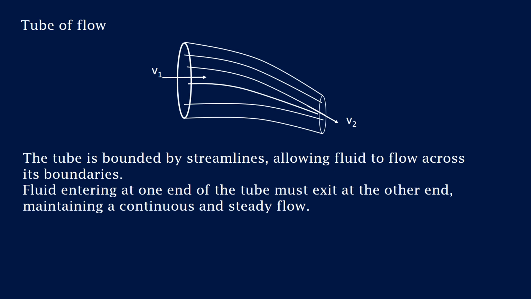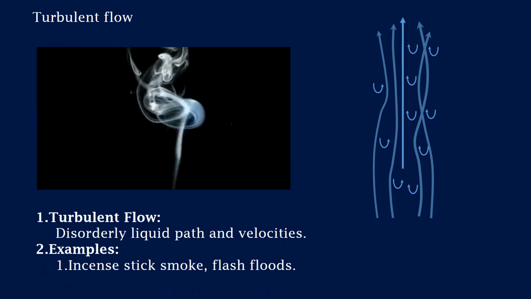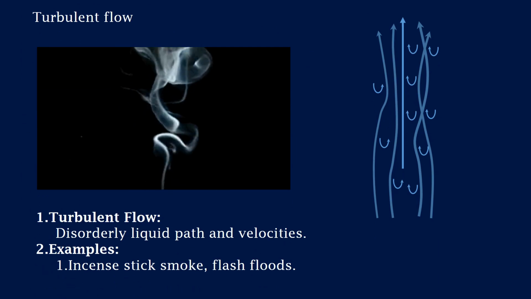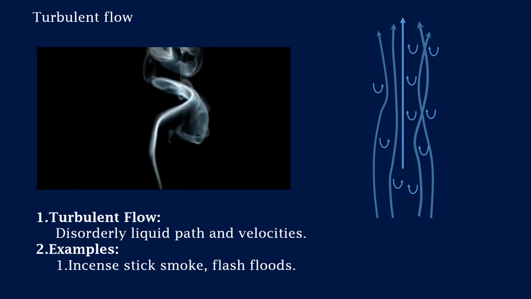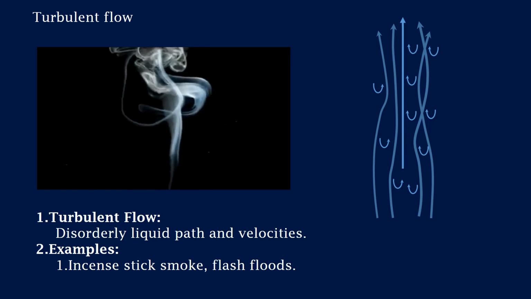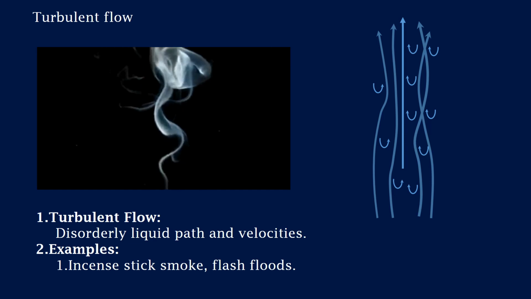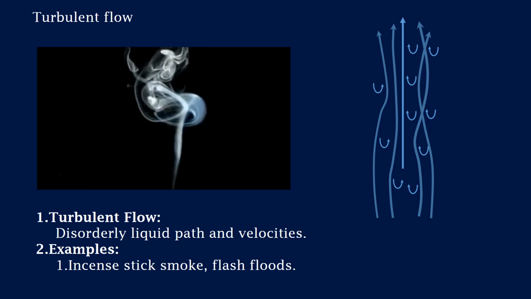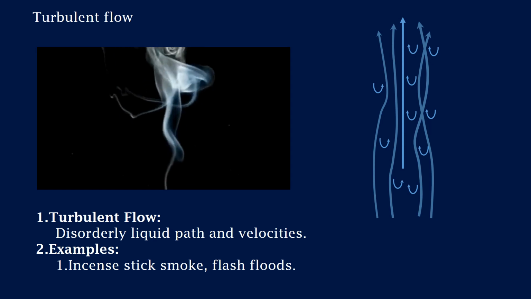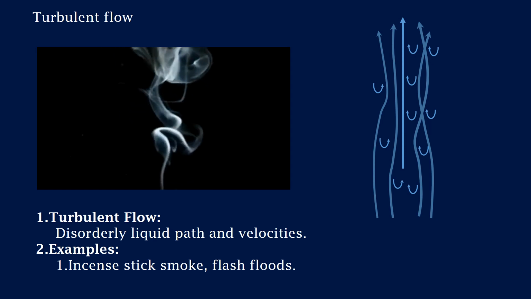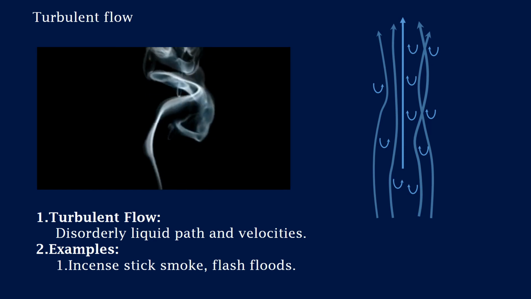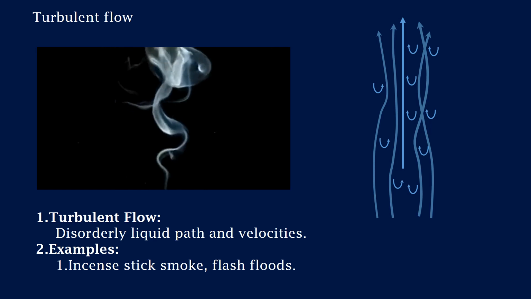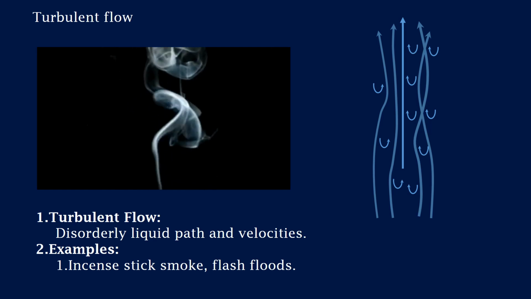Turbulent flow. When the velocity of a liquid exceeds the critical velocity, the path and the velocities of the liquid become disorderly. At this stage, the flow loses all its orderliness and is called turbulent flow. Some examples of turbulent flows are: first, after rising a short distance, the smooth column of smoke from an incense stick breaks up into irregular and random patterns. And the second example is the flash flood after heavy rain.